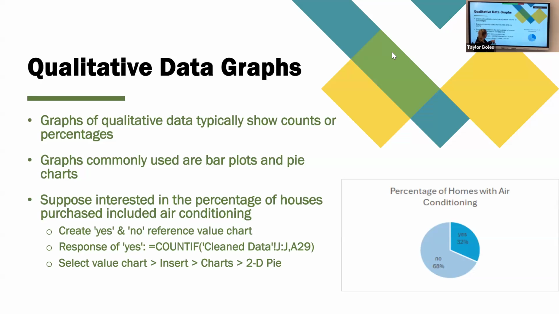With these instructions here, you would insert charts, 2D pie. And just to take a look at this pie chart, we can see it has a title, percentages of homes with air conditioning. And you can see that 32% of homes have air conditioning and 68% of homes do not have air conditioning, which is interesting. But a lot of times with just the data columns, you don't get to see that information, but with visualization, you get to see new insights about the data.